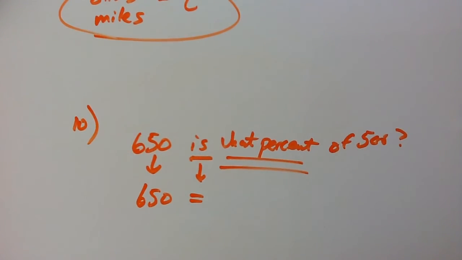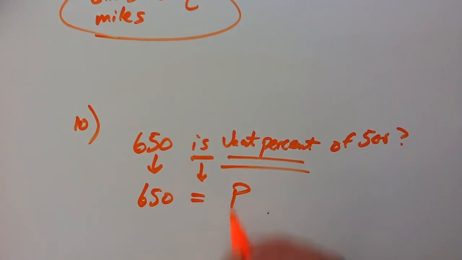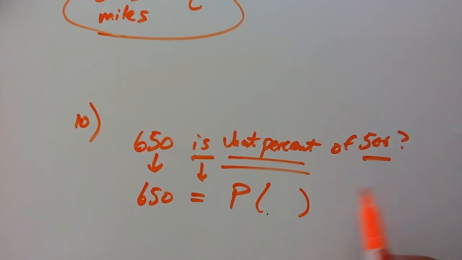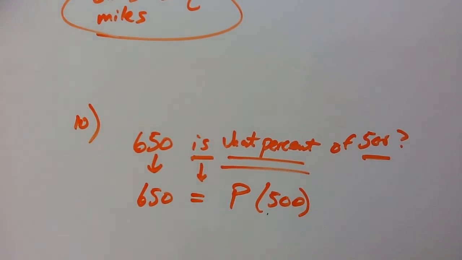I don't know what percent. That's my unknown, so let's use a variable. Let's use P for percent. Here's of, that's multiplication. I'm going to multiply by this number, by 500. So here's my equation, 650 equals P times 500. If I'm going to solve for P, I need to undo this multiplication here. So how am I going to get P by itself? Well, I'm going to divide by 500, right?